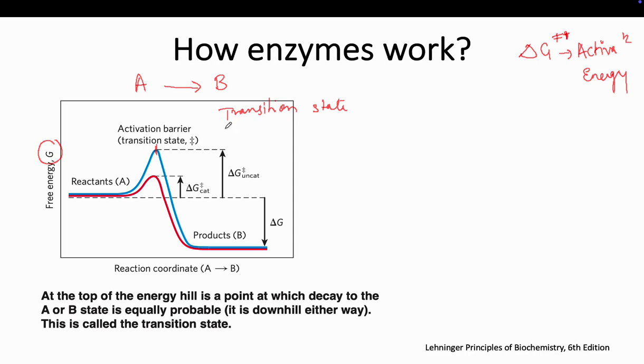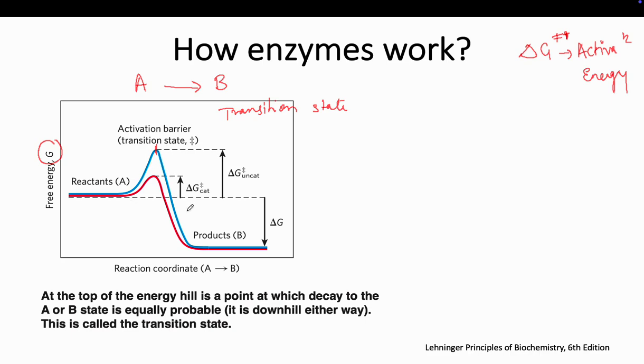At this peak, the transition state can decay into either reactants, that is it can go backward, or it can go forward into the formation of product, which is B. So this is a very important critical point, where either there will be formation of reactants or there will be formation of products.